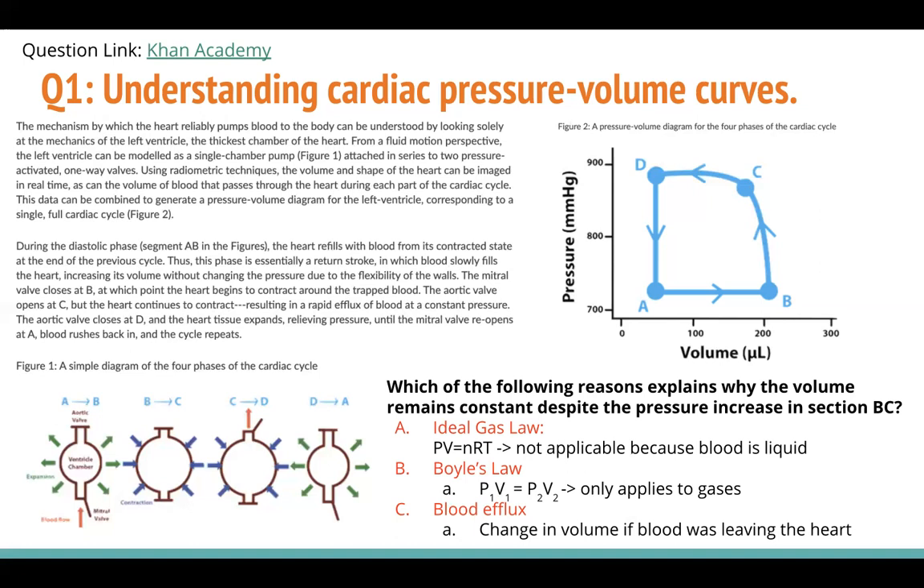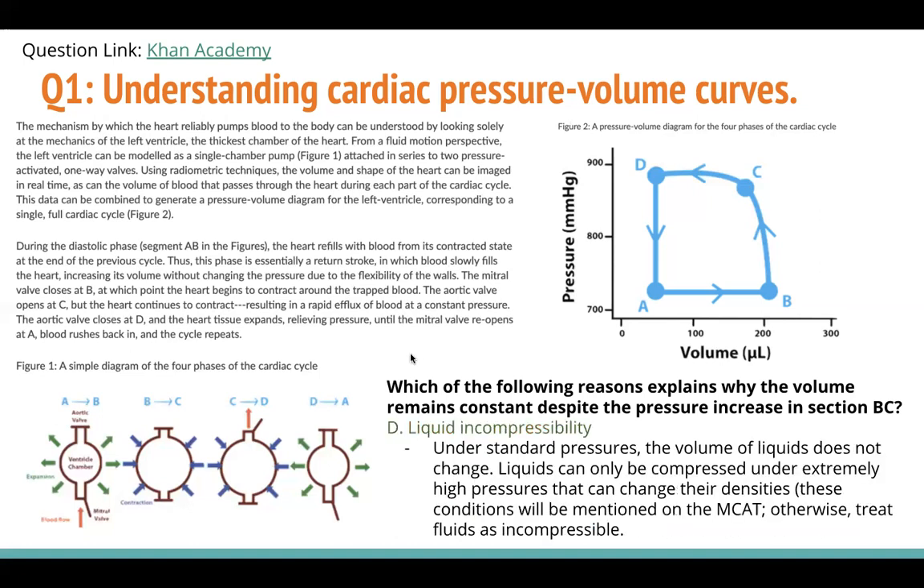And so C is blood efflux, and this is a change in volume if the blood was leaving the heart. However, you can see in section BC in the image that both of the valves are closed. Therefore, the blood is not leaving the heart, and that is why C is also incorrect. So the correct answer choice is D, which is liquid incompressibility. This is just that under standard pressure, the volume of liquids does not change.